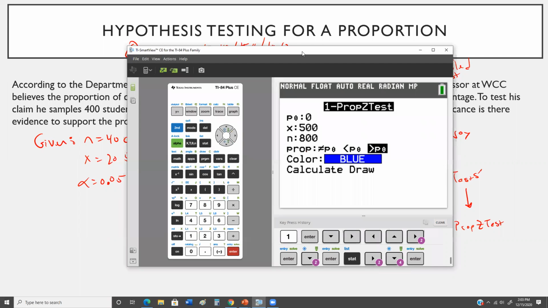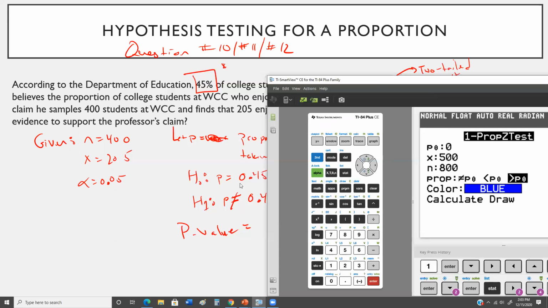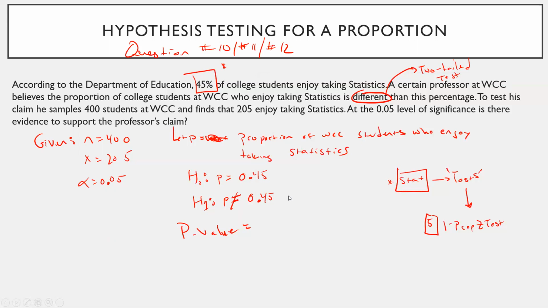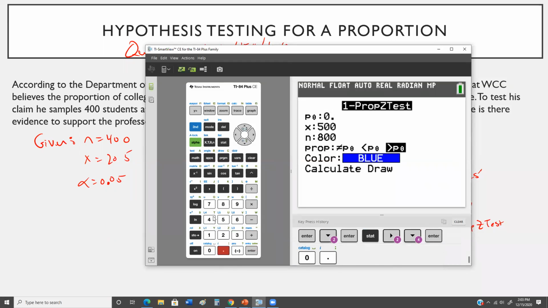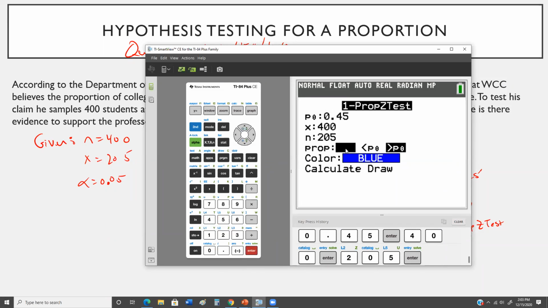And so P sub 0 is whatever you had in the null. So here it's 0.45. X was the 400 WCC students, 205 here, who said, yeah, I enjoyed taking statistics. And then you just have to make sure that you get the p-value or the alternative correct here. Okay, so it's not equal to.